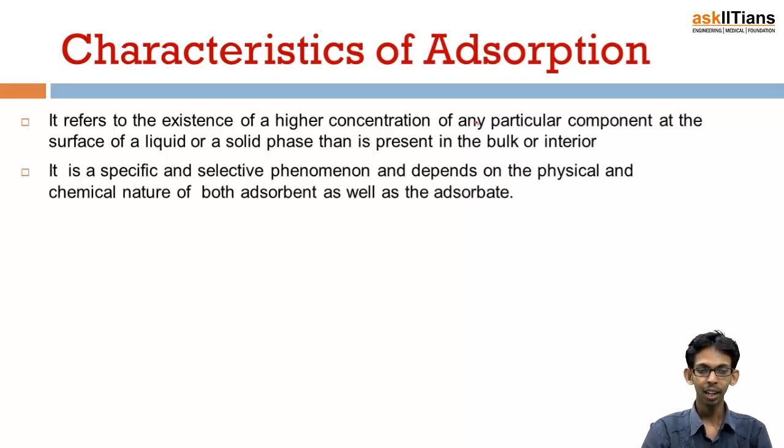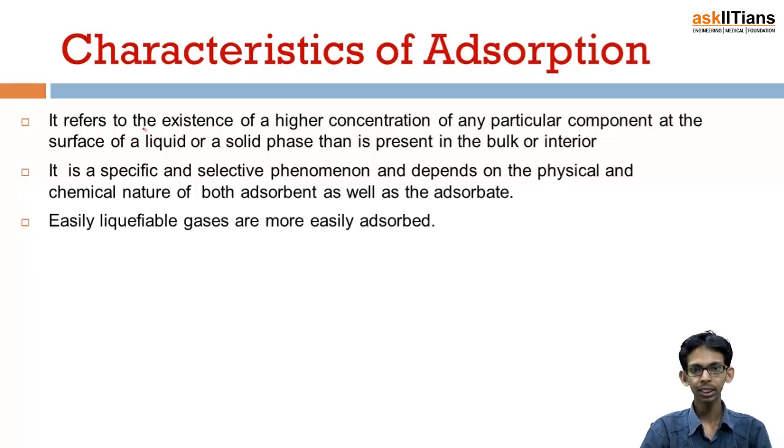Next is that it is a specific and selective phenomenon and depends on the physical and chemical nature of both adsorbent and adsorbate. That means it doesn't mean that anything can be adsorbed on the surface of any other thing. There is a special criteria. That means adsorption is specific. Only particular types of adsorbates can be adsorbed on the surface of particular types of adsorbents.